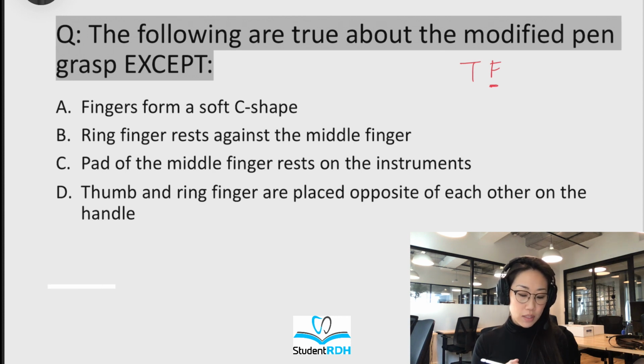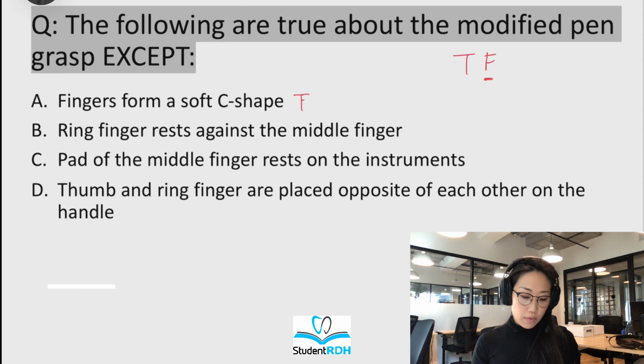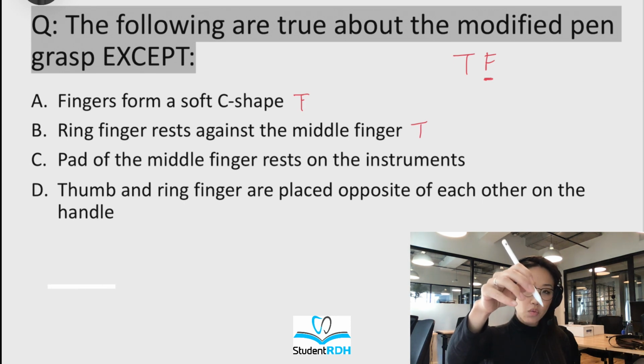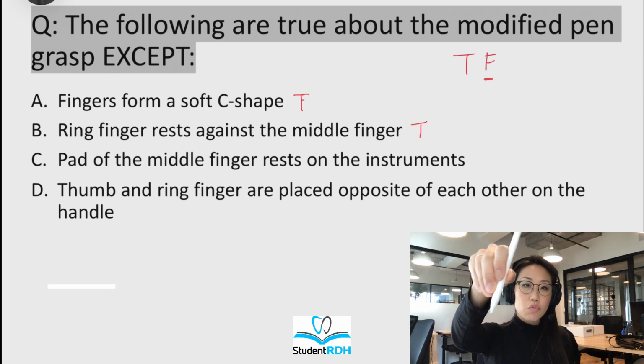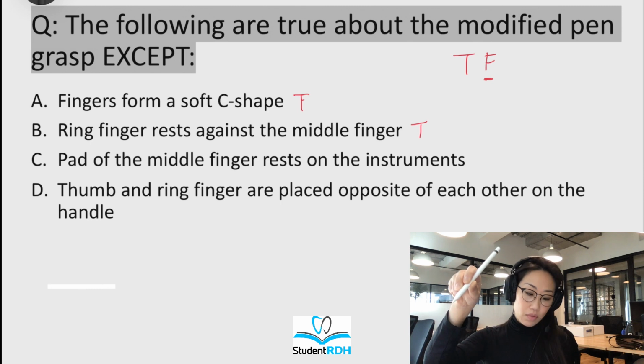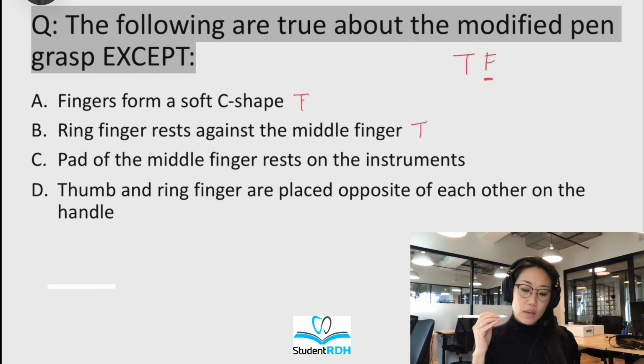A, fingers form a soft seashell shape. True or false? True, right? What about the next one? Ring finger rests against the middle finger. Does the ring finger rest against the middle finger when you are doing a modified pen grasp in dental hygiene? Yes, it is. So that is a true. And then we have, pad of the middle finger rests on the instrument. So here I'm just holding a pen, but I'm just thinking about middle finger rests on the instrument. And is that the pad that's touching? Well, we can also argue that's a little bit more the side of the middle finger that's touching the instrument. So let's just leave that out.